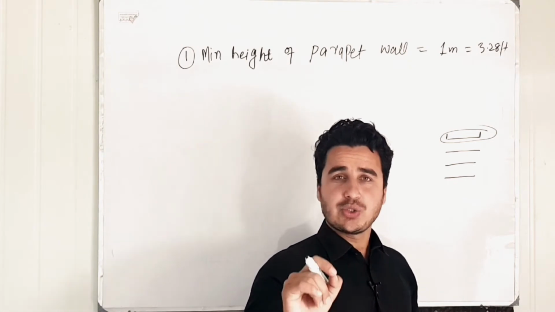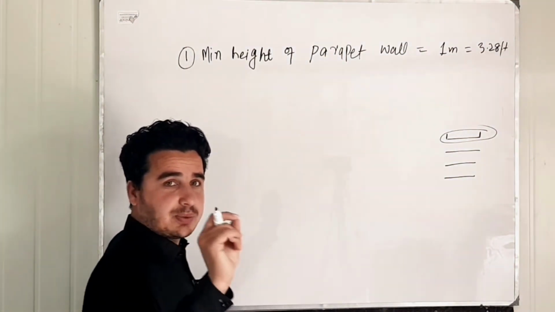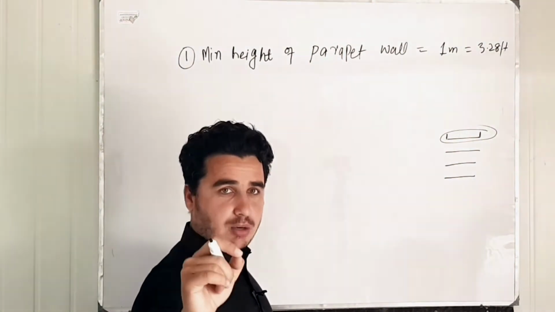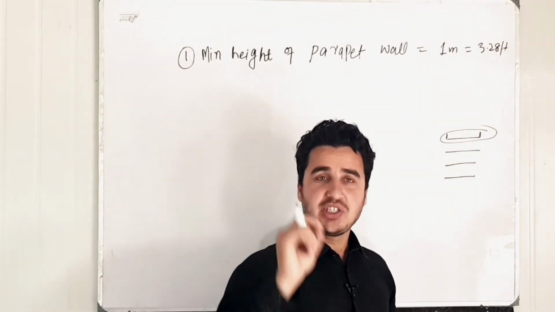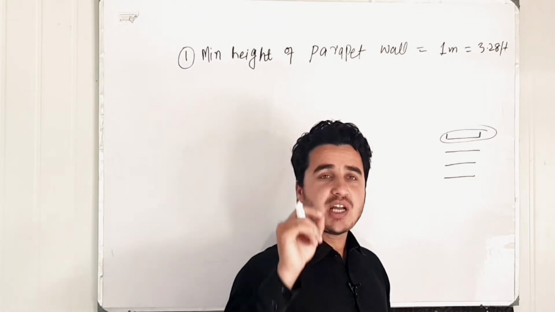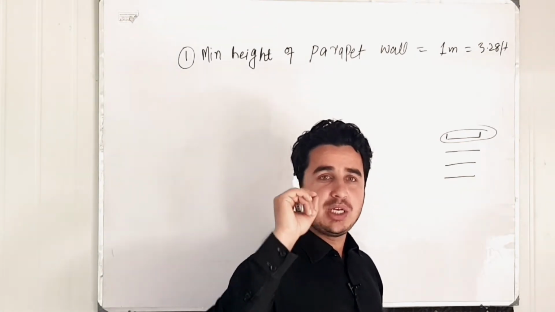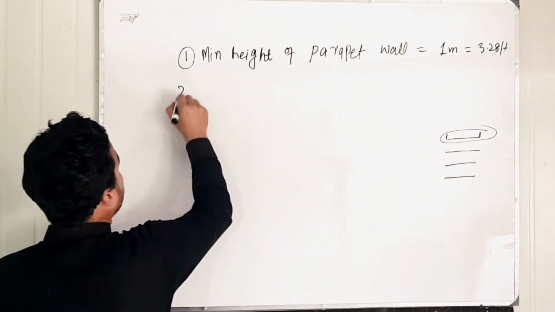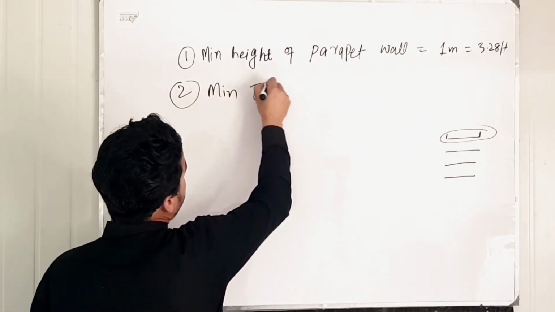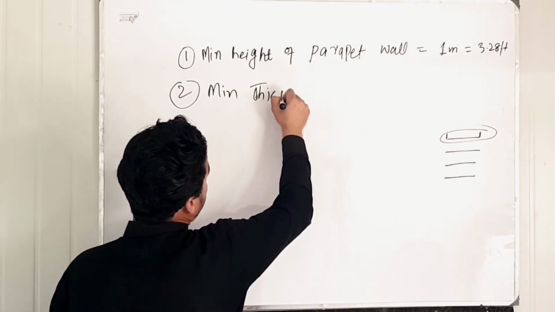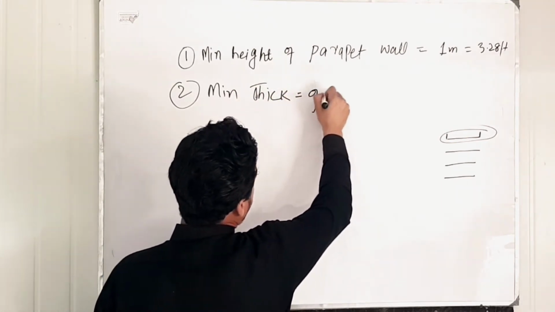The second important question will be about the DPC, damp proof course. You may know about it. I will explain somewhere else about the material that we use for DPC. Here I am going to talk about the minimum thickness of DPC. Question number 2 is the minimum thickness of DPC.